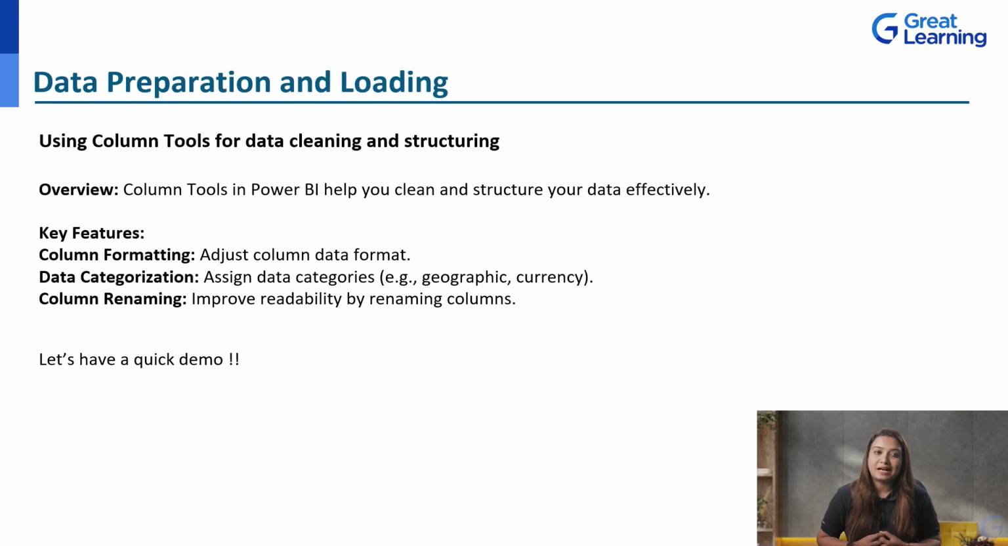Now, we will start using column tools for data cleaning and structuring. This is one more option available in order to prepare your data. Here we use column tools in Power BI desktop, again not in Power Query, which will help us to clean and structure the data very effectively. What are the key features here? First, we are seeing column formatting, adjust the column data format, and data categorization. You want to assign the categories like geographic, currency wise, etc. And then column renaming, improving the readability by renaming the columns.